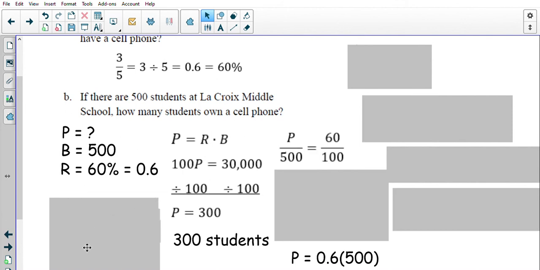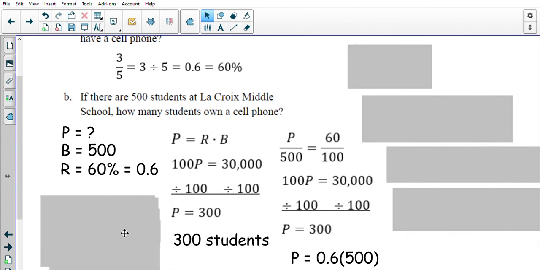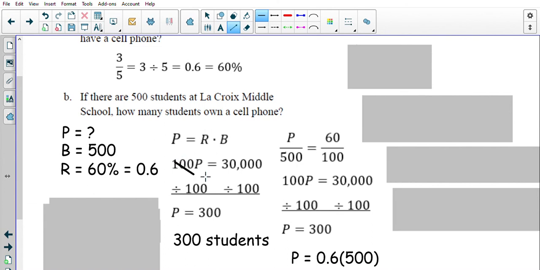The other option is to use the percent proportion. P over 500 equals 60 out of 100. That'll get us 100P equals 30,000, divided by 100, and that would get you 300 students. And again, you can see I copied the same work over.